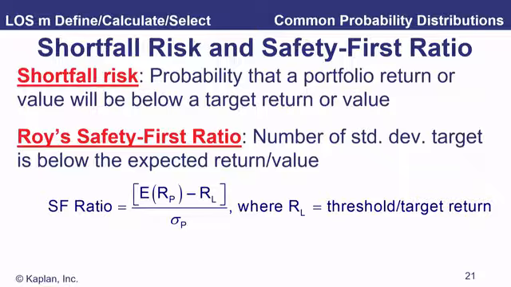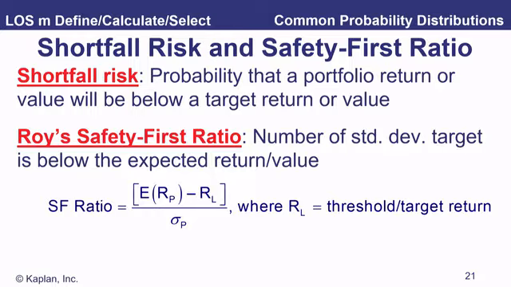Earlier we used the coefficient of variation to compare the returns distributions of two portfolios. We had the expected return, but we also had the standard deviation of returns. So when a portfolio has a higher expected return than another, but also has more risk, how do we compare them? Well, this alternative way to compare them is based on the shortfall risk, or the probability that a portfolio return, or we can do it in a monetary value, will be below some target return or target value.